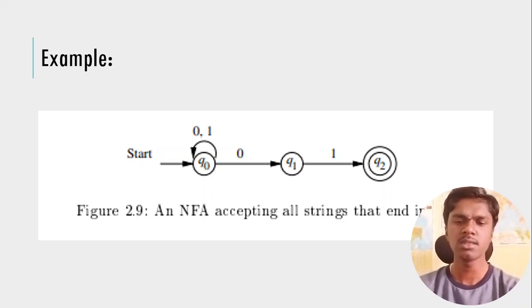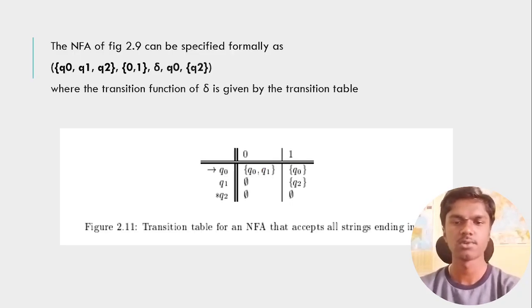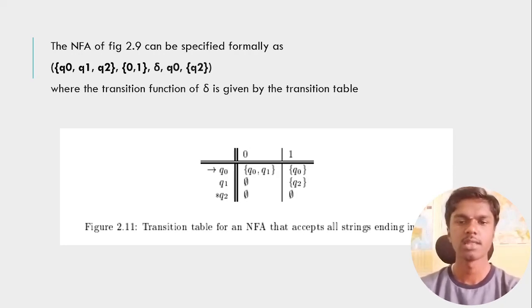So this is an NFA accepting all strings that end in 01. We'll be taking three states, with the start state having a self loop on 0, 1 and sending 0 to q1, and q1 sending 1 to q2. So the NFA of figure 2.9 can be specified formally as Q containing q0, q1, q2, with inputs 0, 1, then delta, the start state q0 and final state q2, where the transition function delta is given by the transition table.